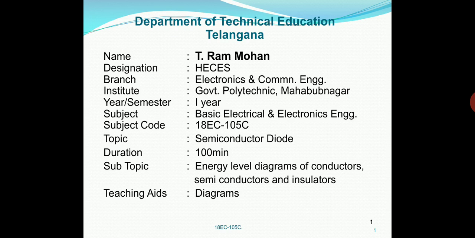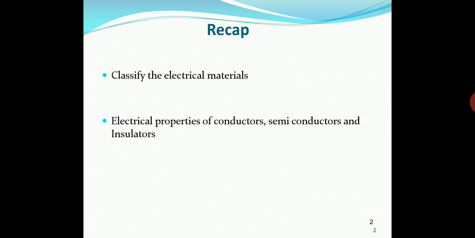The topic we are going to look into is the semiconductor diode. The subtopic currently we are looking at is the energy level diagrams of the conductors, semiconductors, and insulators. Let us recap what we have learned so far. We have seen the classification of the electrical materials. We have also learned about the electrical properties of the conductors, semiconductors, and the insulators.